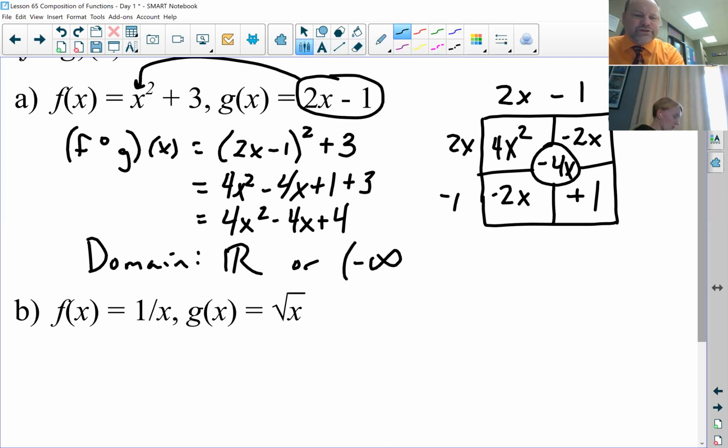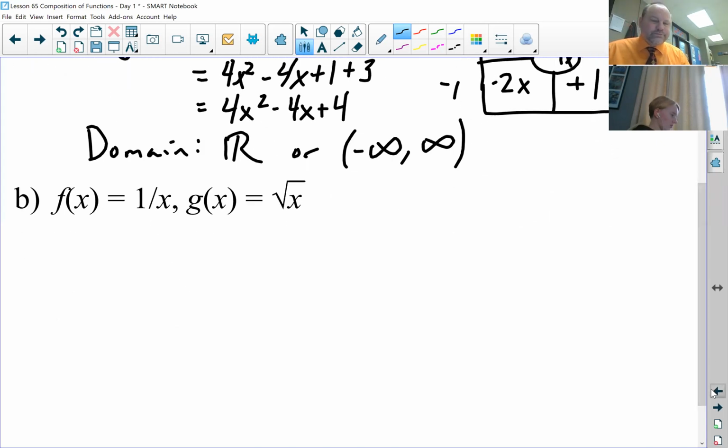Interval notation, or the fancy R, either one works. All right. The second one looks a lot easier, but it's not. I think finding the composition is pretty easy.